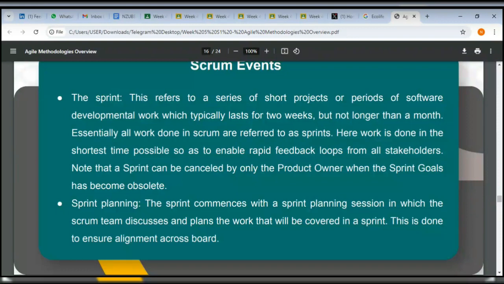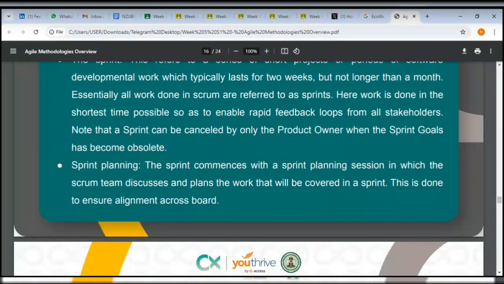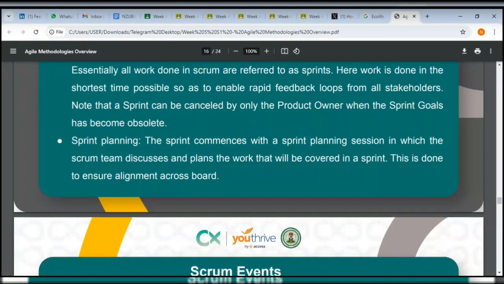Essentially, all work done in Scrum is referred to as sprints. Here, work is done in the shortest time possible, as we discussed, so as to enable rapid feedback loops from all stakeholders. The less time you take to work on a particular development process, the more time you have to have it tested or observed or just to get feedback from your stakeholders.